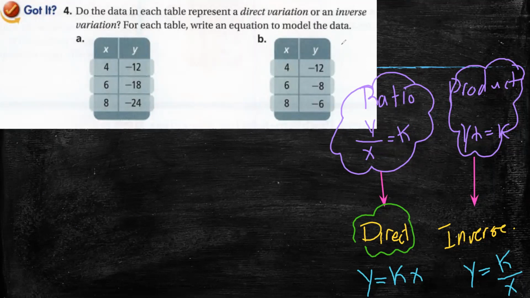Now, do the data in each table represent a direct variation or an inverse variation? For each table, write the equation to model it. Now here, in A, I want you to check if it is direct or inverse, and send it to me on chat, not to everyone. Okay, be careful. Write the word direct or inverse. Just tell me if it is direct or inverse.